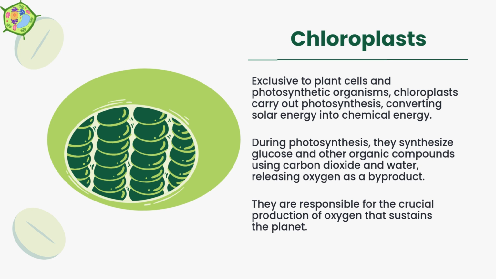That is why they breathe. We say that plants breathe in carbon dioxide. They also need water. That's why you water plants. Then they use that solar energy to convert it into glucose, which they use as chemical energy. And they breathe out oxygen, which allows us to breathe. So they are responsible for the crucial production of oxygen that sustains the planet.